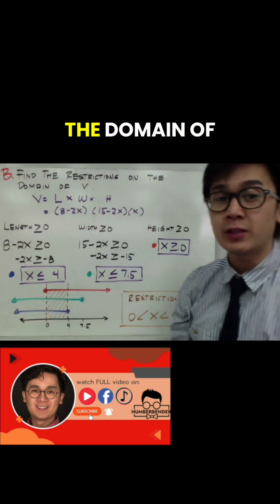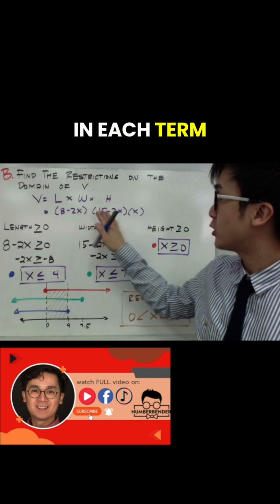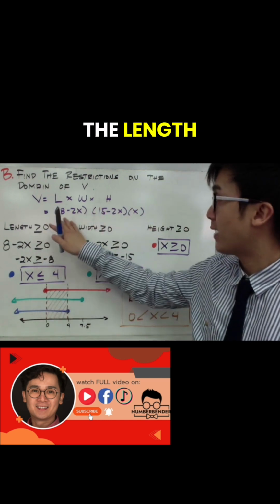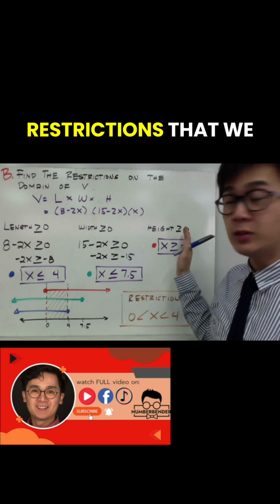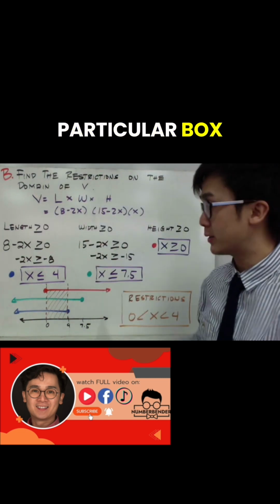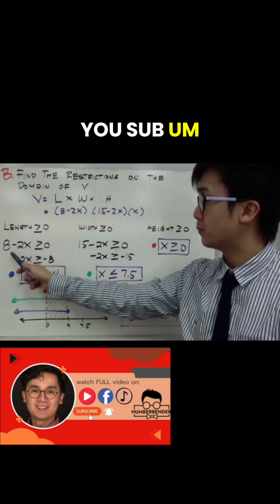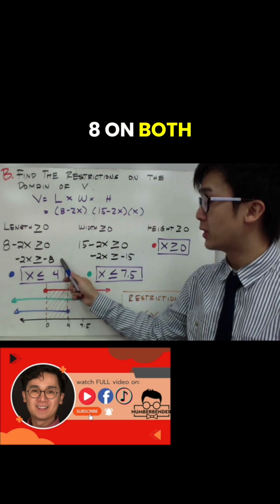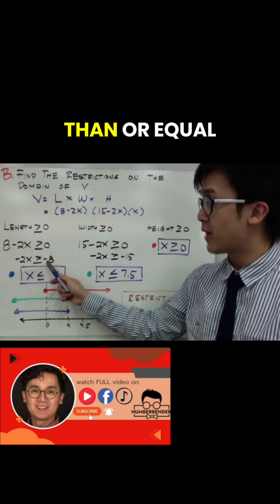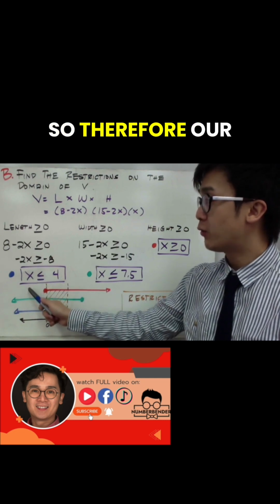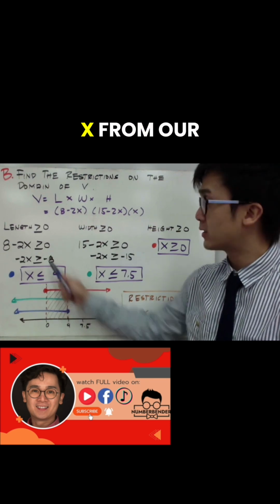Now to find the restriction of the domain of the volume, all we need to do is find all the values wherein each term will be positive. And to do that, we have the length, the width, and the height equated to greater than or equal to 0 to find the restrictions for this particular box. So we have 8 minus 2x greater than or equal to 0. Solving for x, you get rid of 8 by subtracting 8 on both sides, and dividing both sides by negative 2 will change your inequality from greater than or equal to into less than or equal to. So therefore our first restriction will be x less than or equal to 4, by solving for the value of x from our length.